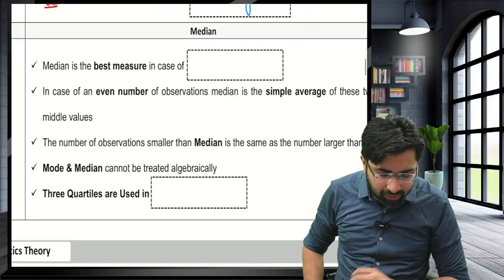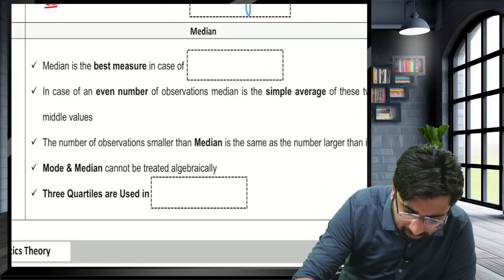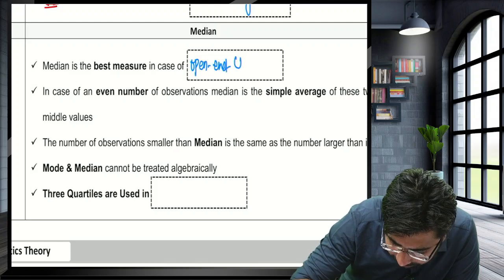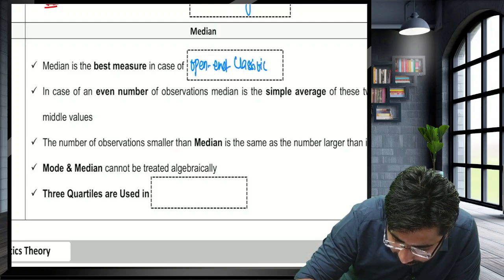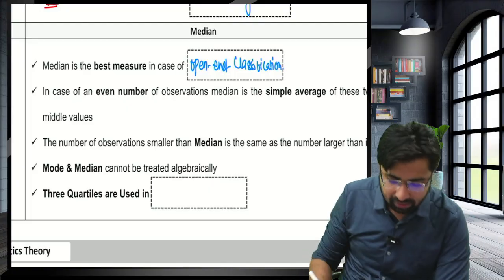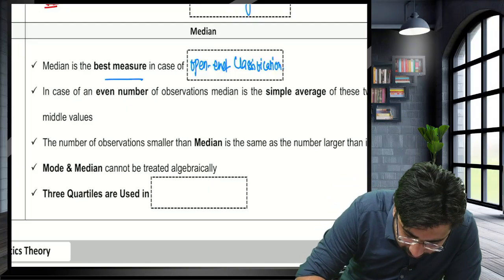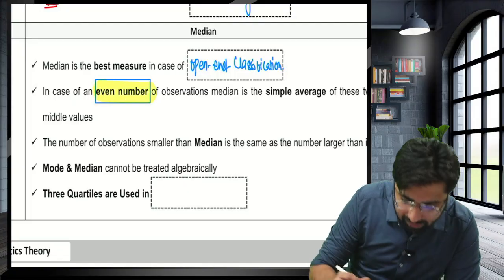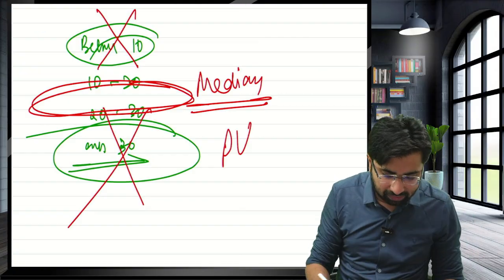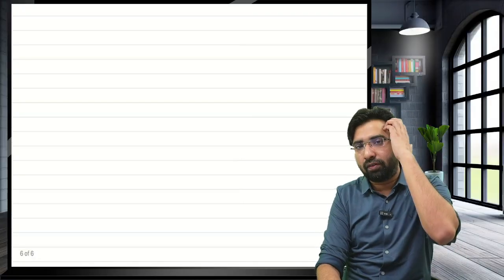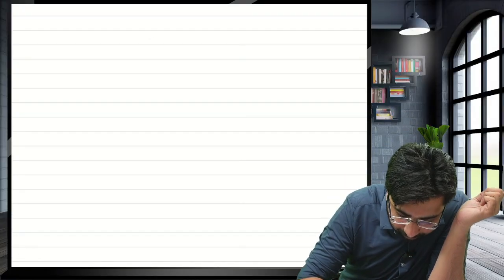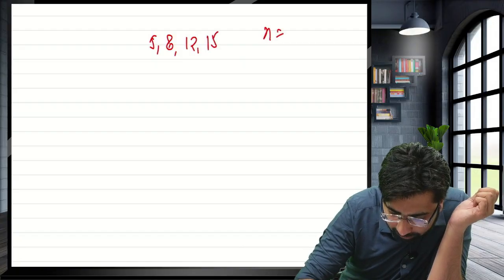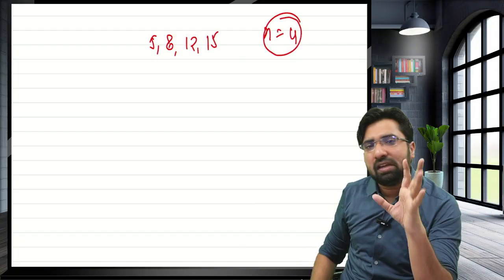Now median. Median is the best measure in case of open end classification, everyone knows. Now when you have an even number of observations, for example, let's consider we have observations 5, 8, 12 and 15. How many observations are there? 4. Can I say we are having an even number of observations?